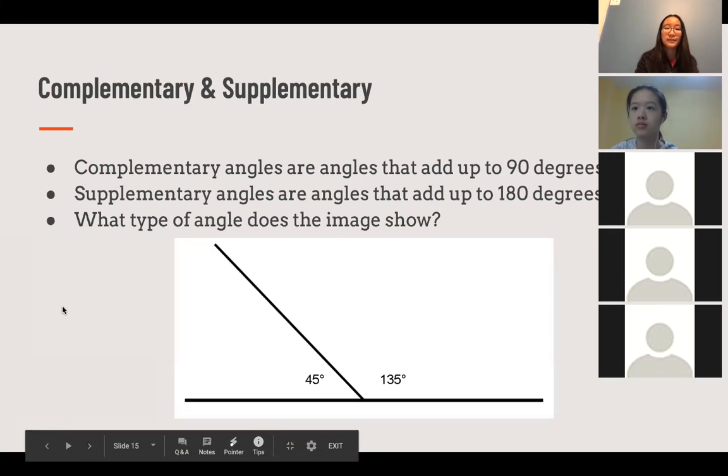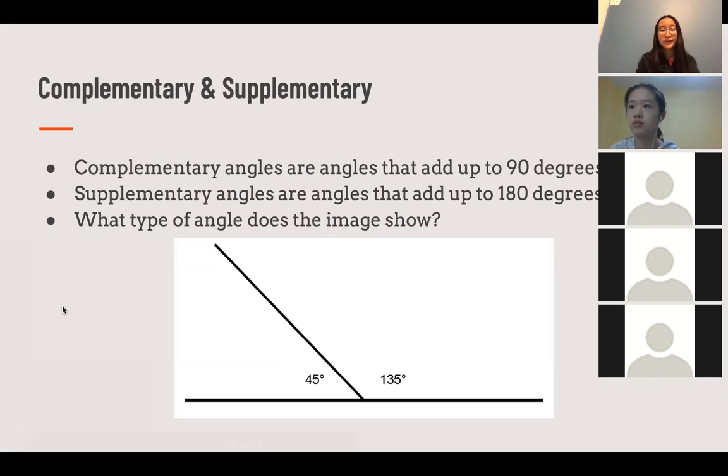Okay, so complementary and supplementary angles. Complementary angles are two angles that together add up to 90 degrees, while supplementary angles add up to 180 degrees combined. So what type of angle does this image show? Type your answer in the chat.